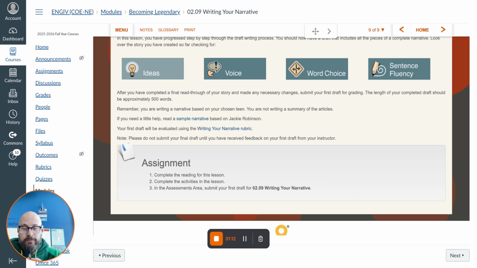In the future, you will bring it a little bit further with editing and revision, and it will become a final draft. So if you think you have your final draft already, you don't. Just keep in mind, we're going to keep chipping away at this, keep working on it.